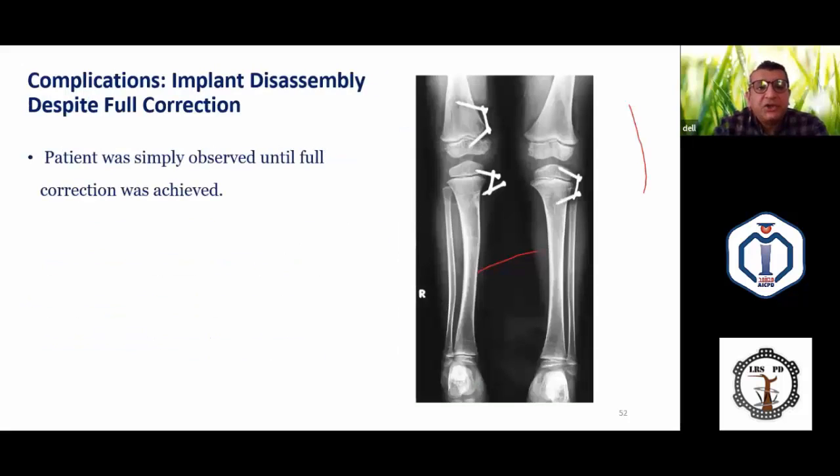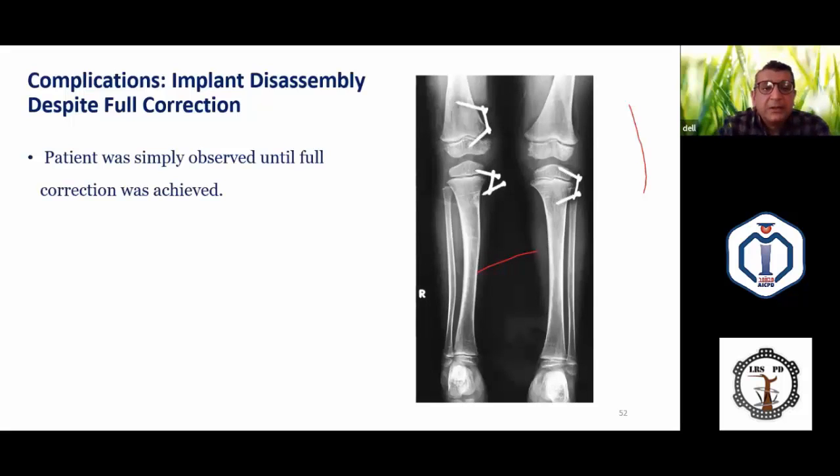This is another patient here, implant disassembly. You can see here the implants are completely disassembled, especially on the right, where the distal femur and the proximal tibia have been epiphyseal. But see, despite we have tackled both physes, he had very severe deformity, and this is what is likely to happen in severe deformities. Actually, this patient was lucky enough to correct by himself, but he took a longer time.